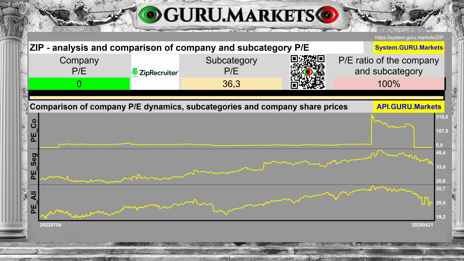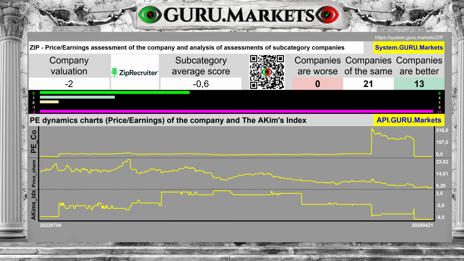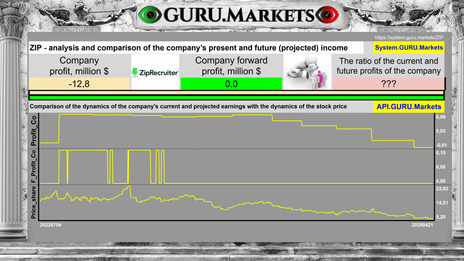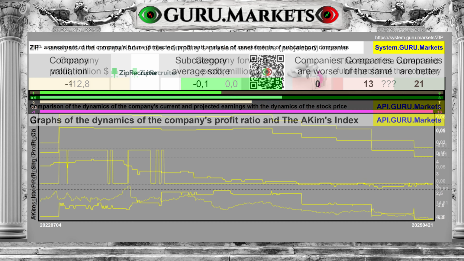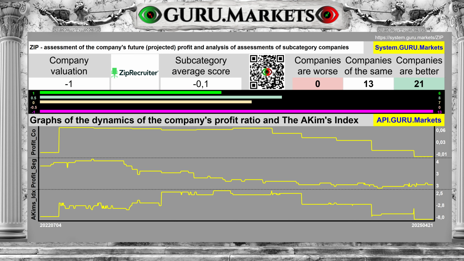The ratio of the company's stock price to earnings corresponds to 0, with an average for the subcategory of 36.3, which is significantly worse than for the subcategory. Assessment of the company's market value to profit indicators in comparison with companies in the subcategory: very bad, -2 points. Profit for the last 12 months was -$13 million. Future earnings for the next 12 months are unknown, which is bad for the company. Assessment of projected future profit indicators in comparison with the subcategory: bad, -1 point.